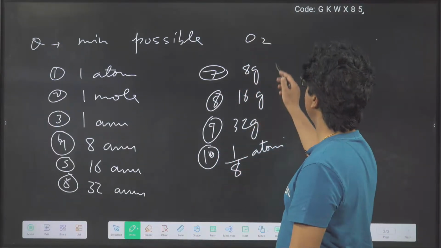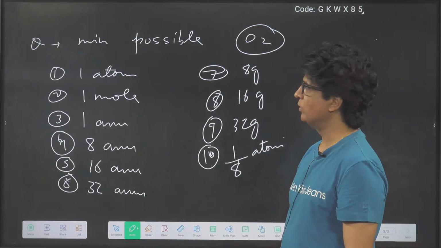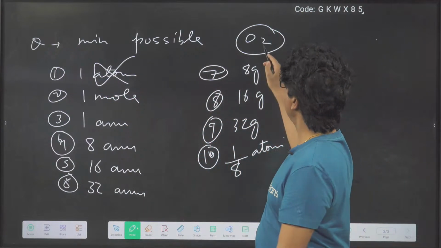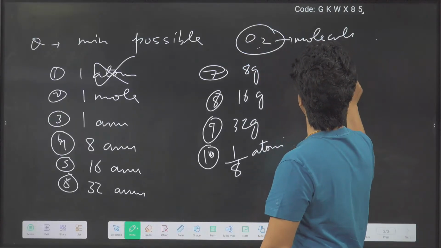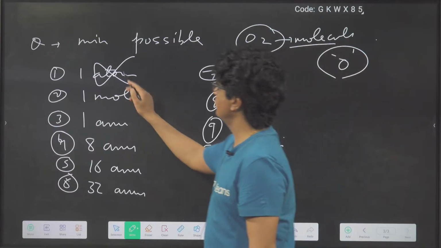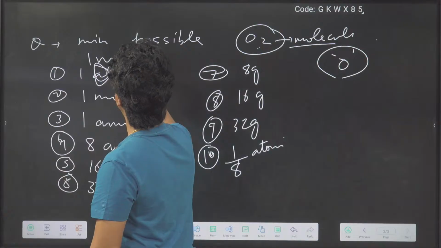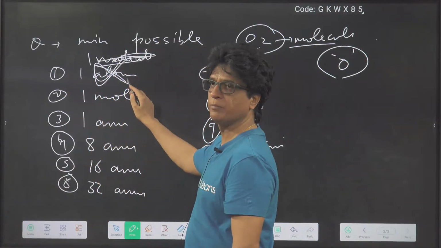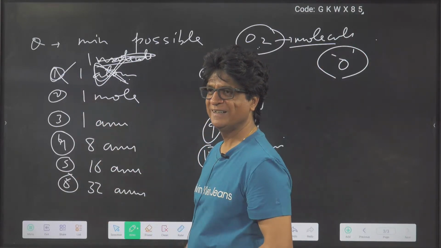See, this is actually a molecule, oxygen, right? It's a molecule. So atom, I'm not asking. I'm asking the O2 molecule. This is a molecule, it is not an atom. Oxygen atom is O. I'm asking molecule. So this is not possible. One atom, no. If it was 1 molecule, it would have been the correct answer, right? But this is not 1 molecule, this is 1 atom. So this will not be the right answer.